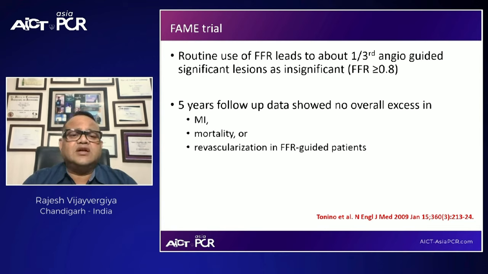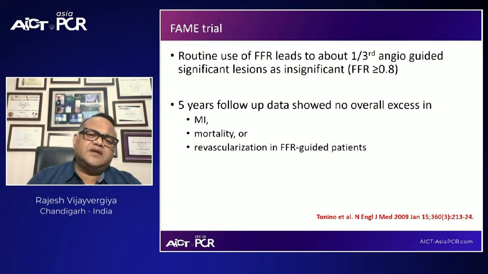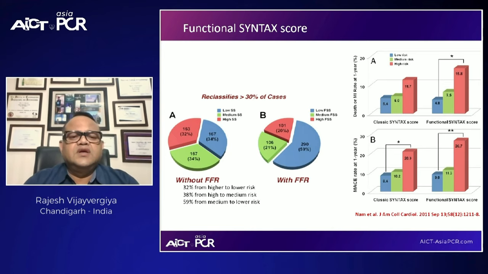And it's also been found that around one-third of the patients who were found to have an angiography-guided significant lesion turned out to be insignificant with an FFR value of 0.8 on FFR assessment. So there is a significant difference in the decision-making to work for the PCI with the help of FFR. Regarding the SYNTAX score, a significant percentage of patients do turn out from, say, low to high, vis-a-vis high to low risk group. Around 32% from the high group get turned to the low risk group following the functional assessment.